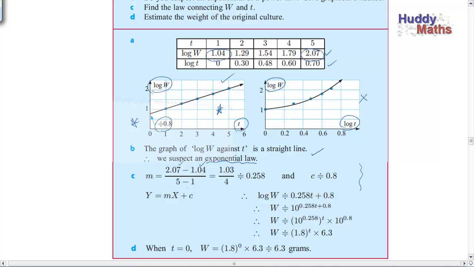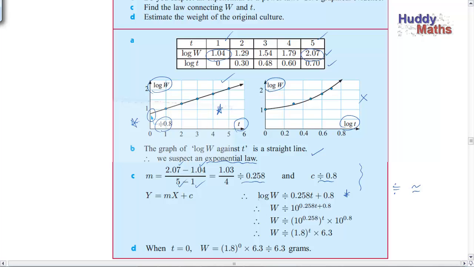2.07 take 1.04, 5 take 1, the x step 5 take 1, and then we've got an approximate value of that. We use 3 significant figures, and here reading off the intercept is approximately 0.8. So it's all approximately. You can either use that sign to mean approximately, or this one here.